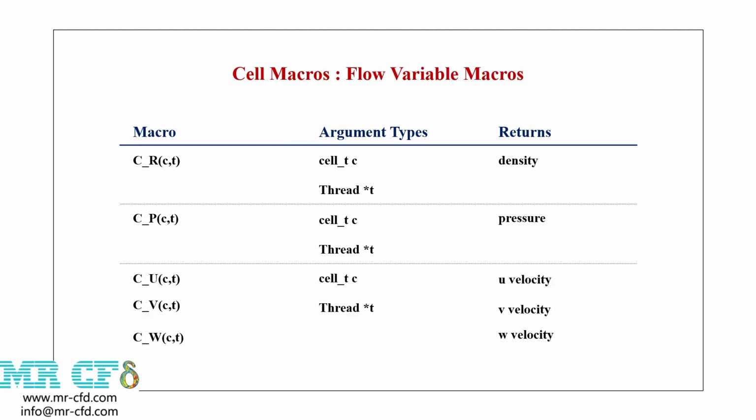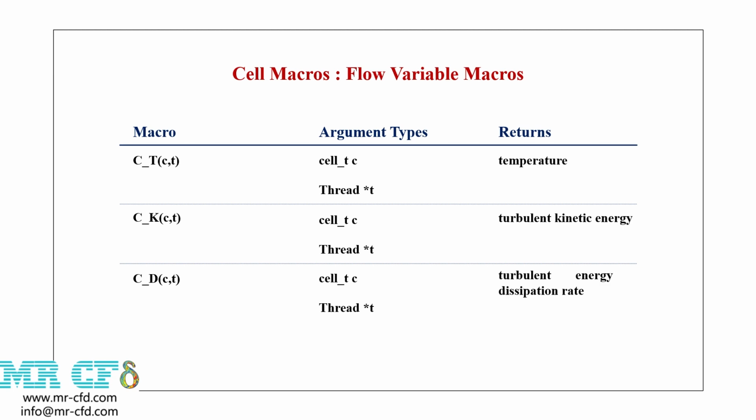Cellular macros are also used to obtain the values of fluid flow variables in computational domain cells. We refer to a few examples of these macros. For instance, the C_R macro represents the density of the fluid in the cell of interest. The C_P macro represents the pressure in the cell. The C_U, C_V, and C_W macros respectively represent the cell velocity in different directions. The C_T macro represents the cell temperature. The C_K and C_D macros respectively represent the turbulent kinetic energy and specific dissipation rate in the turbulence model.